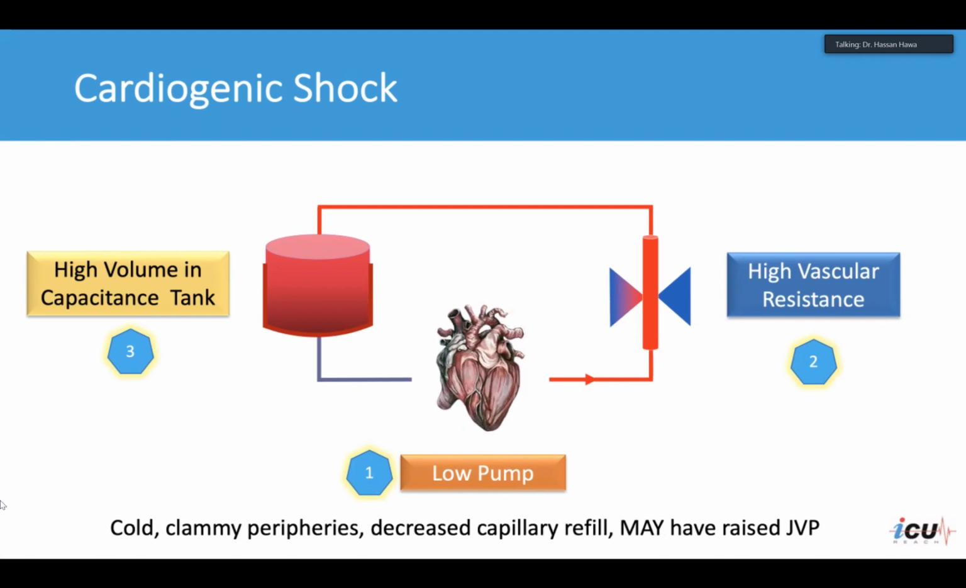Again, your patient would be usually cold, peripheries clammy. They will have prolonged capillary refill time. So when you press at the tip of the finger and release, then it will take more than 3 seconds for the color to come back. And they might have raised JVP. It depends at which stage you catch your patient.